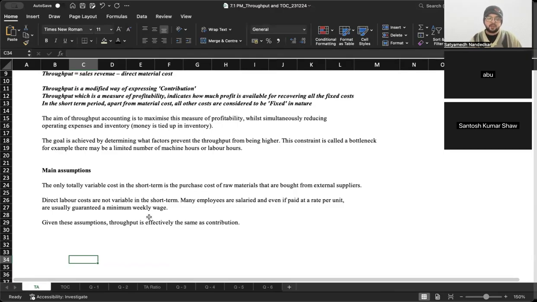For example, there may be a limited number of machine hours or labor hours, so anything that stops me from achieving my ultimate objective is called a bottleneck. And why is it called a bottleneck? We'll get into it. The goal is achieved by determining what factors prevent the throughput from becoming higher. This constraint is called a bottleneck.